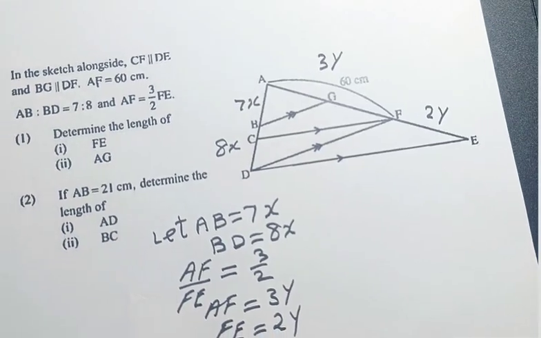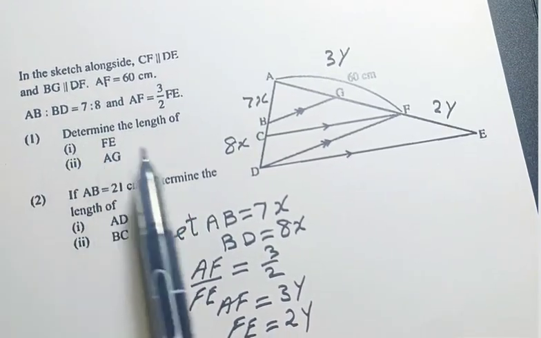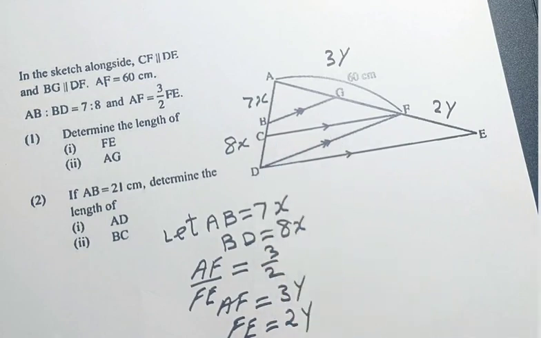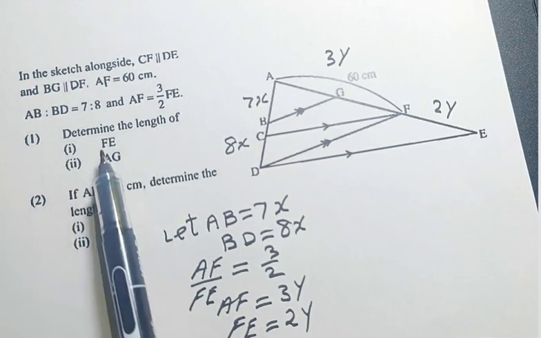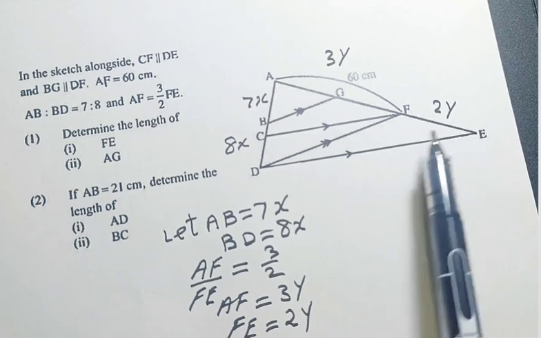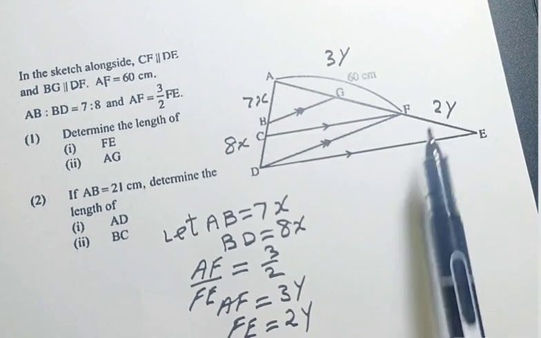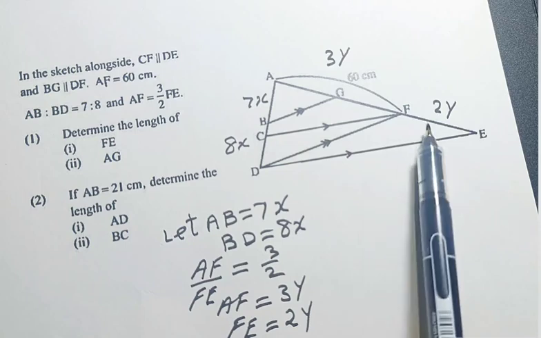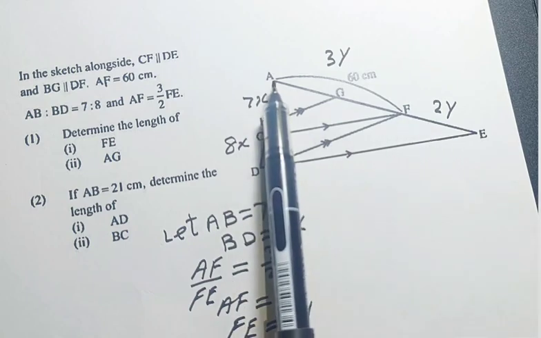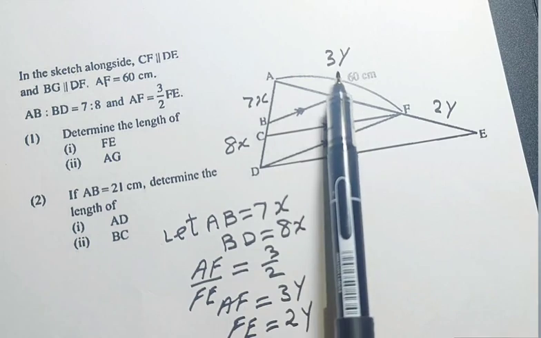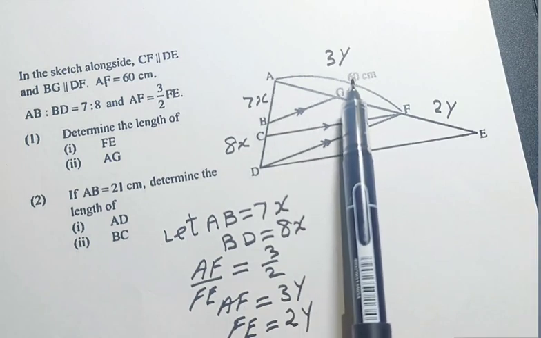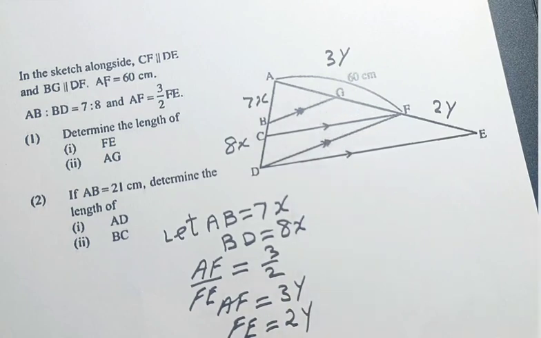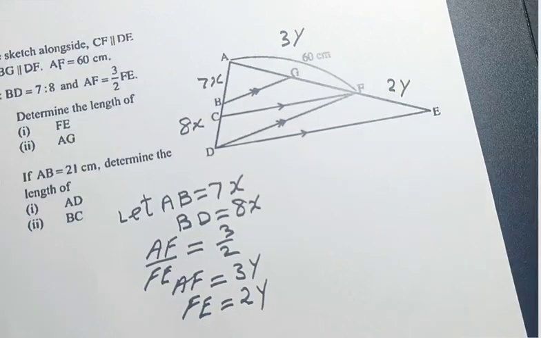Now the first question asks you to determine the length of FE. In the exam, even in the answer book, they will give you a sketch like this, and you can write all these details on that sketch. The question says determine the length of FE, the actual length. Remember, this 2y is not the actual length. There are many ways to solve this, but this is the easiest way. Because we have AF as 3y, and the actual length is 60 centimeters, let me show you how.